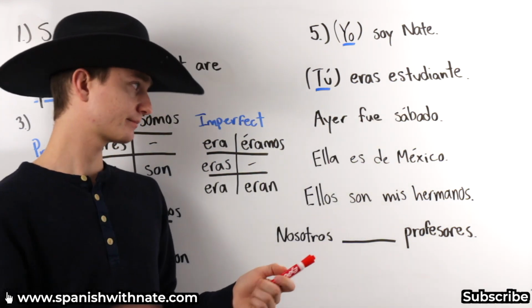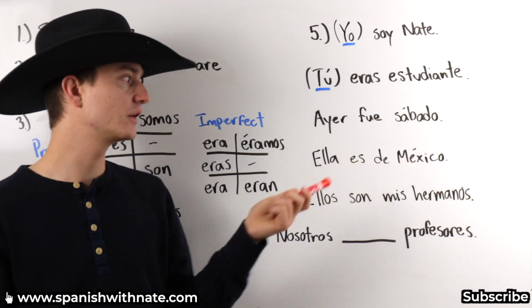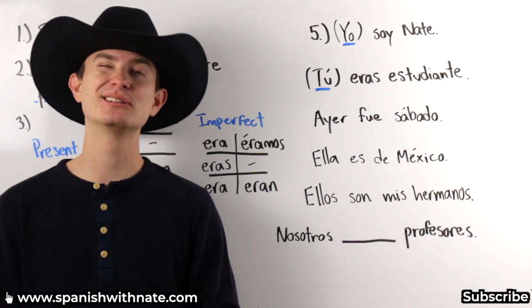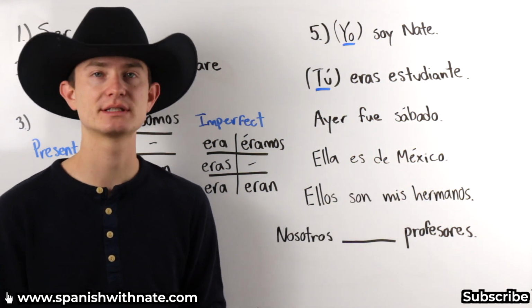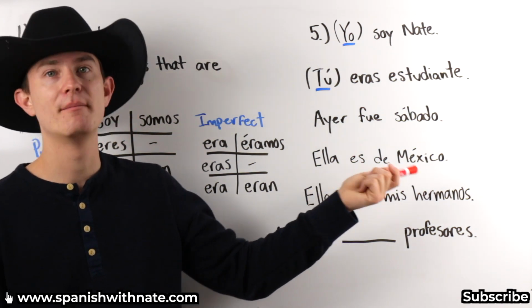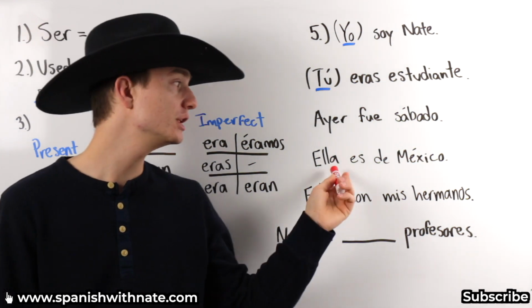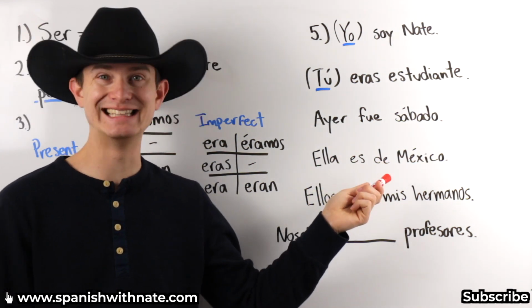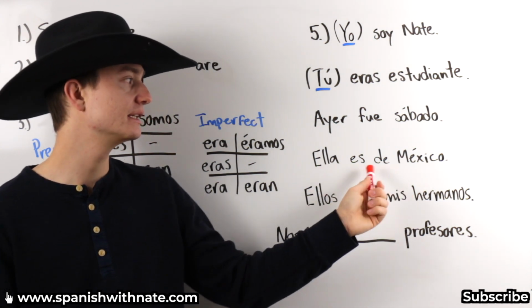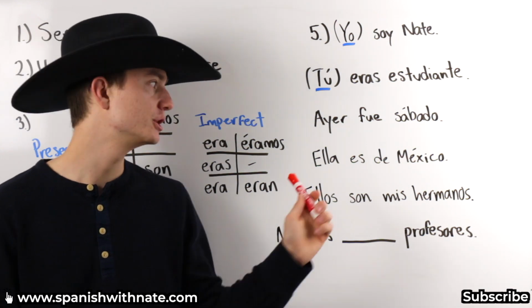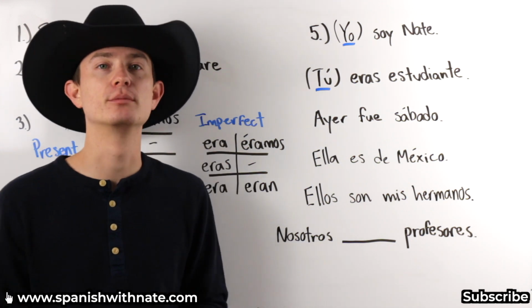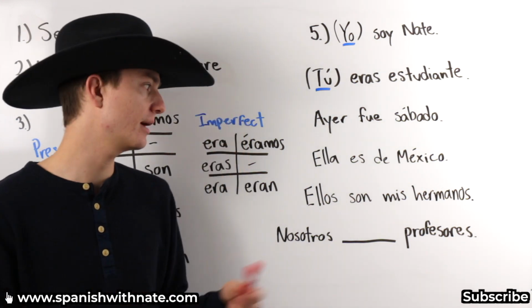Okay, it's over. Ella es de México. She is from Mexico. Now, sometimes this can be a little confusing for us when we're talking about origins in Spanish. But es de means she is of Mexico, which in English we would translate to she is from. The little word de will become from in English. Ella es de México. She is from Mexico. She is of Mexico. And that's something that's permanent. That's something that's always going to be true because she's always going to be from Mexico.